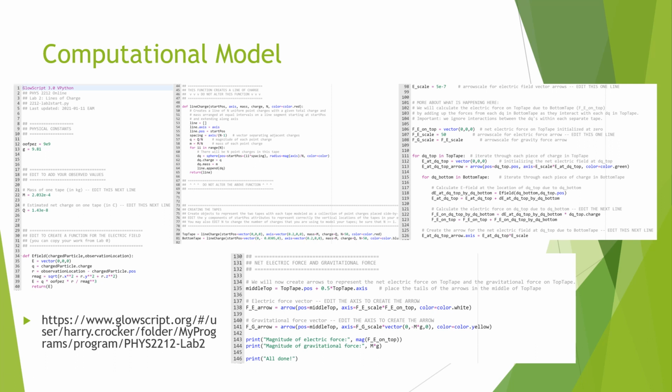In this method, instead of calculating it as a point charge, this computational model splits up the tape using superposition of charges, and then uses Coulomb's law to calculate the field for each segment, and then adds them together to get the net electric field, which is then multiplied by the charge again to get the force.